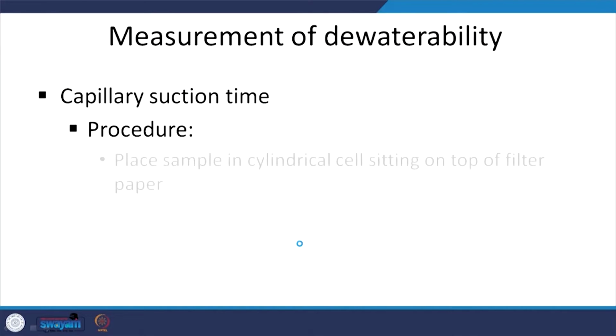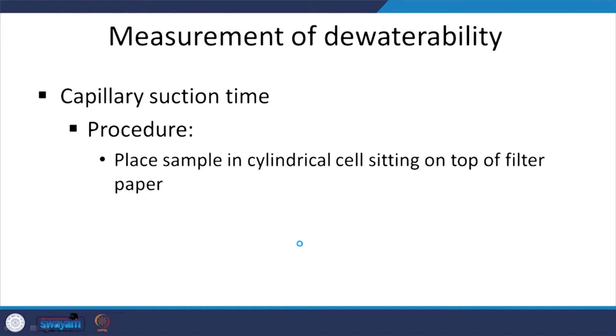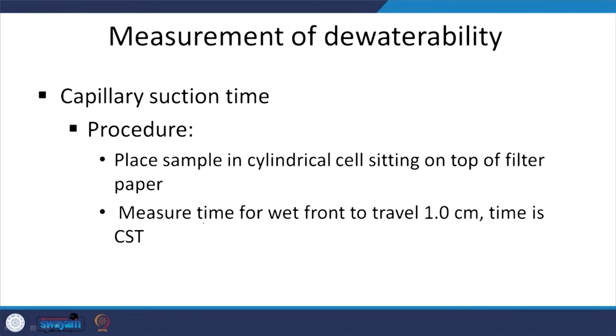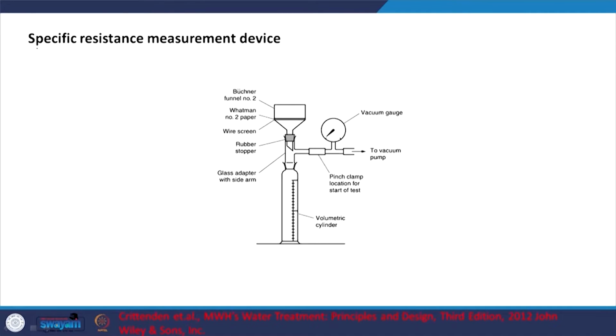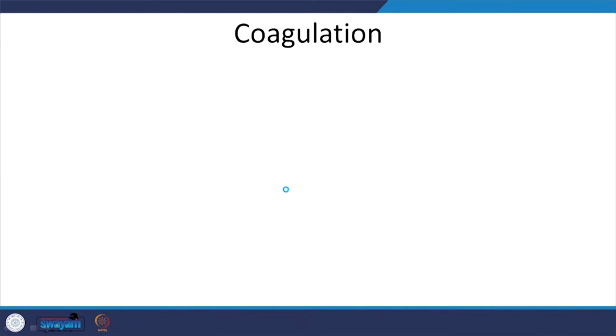Capillary suction time, again a measurement of dewaterability. So, we are going to place the sample in a cylindrical cell on top of a filter, and we are going to measure the time for the wet front to travel 1 centimeter. The time will be the capillary suction time. So, as mentioned earlier, we were looking at the specific resistance measurement device, and I guess you can see the relevant filter paper here and the relevant sludge that you are going to have here, and you will apply vacuum, and you are going to have that volumetric cylinder, where you will look at the distance of the wet front with time, let us say, right.